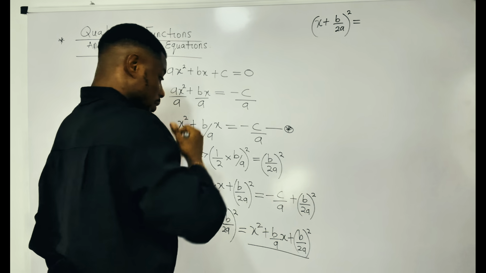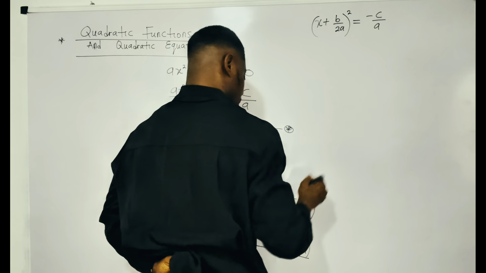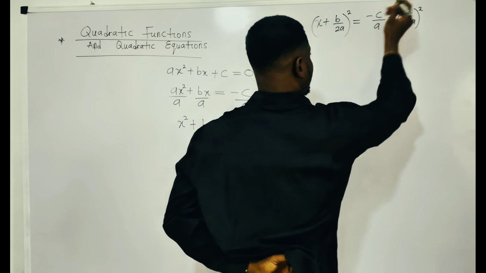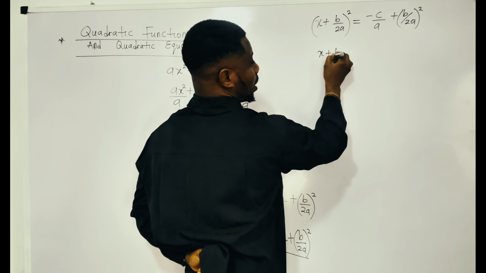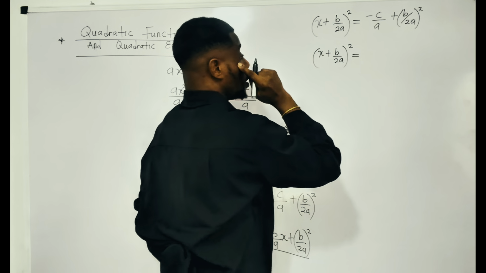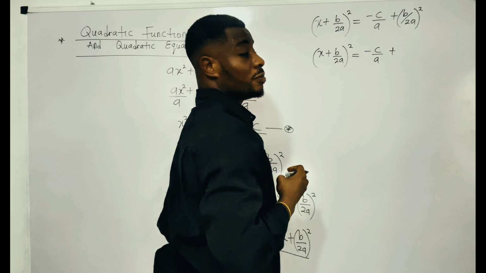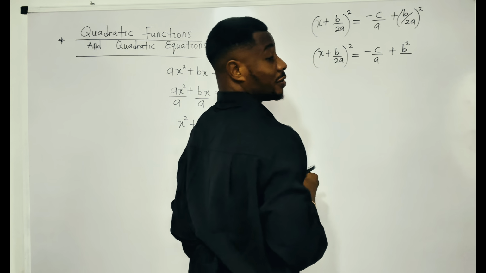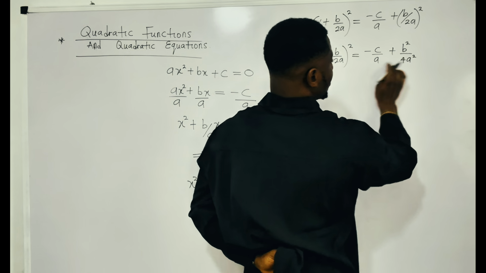Now what is it equal to? It is equal to minus c over a plus b over 2a squared. Alright. Now we can actually add this up. So this gives me x plus b over 2a all squared is equal to minus c over a plus. Now if I square b, I'll have b squared. So this gives me b squared over, if I square 2, I'll get 4, and if I square a, I'm going to have a squared. So let's add up these two values.